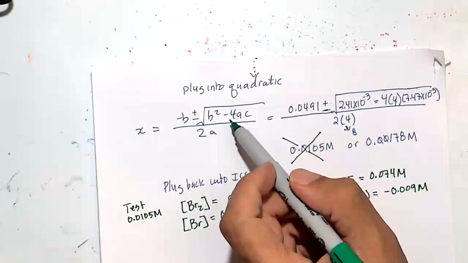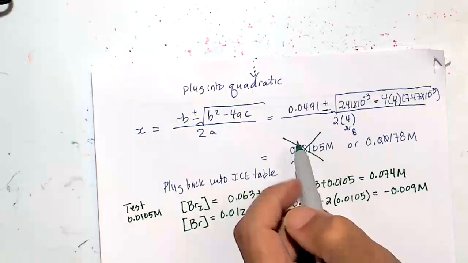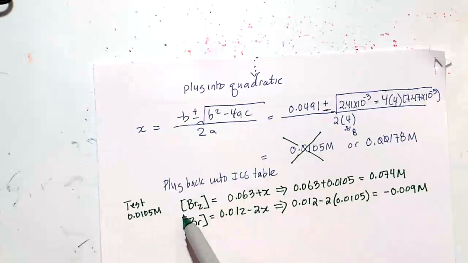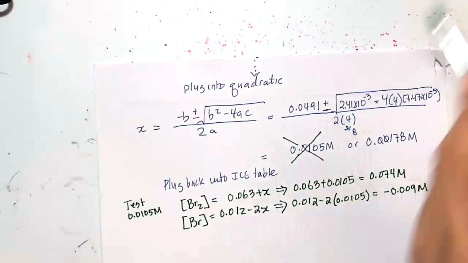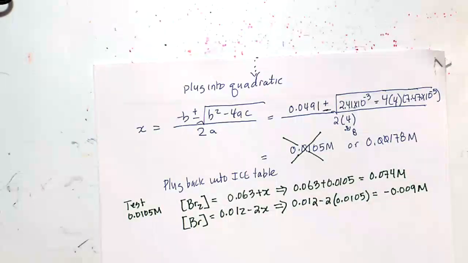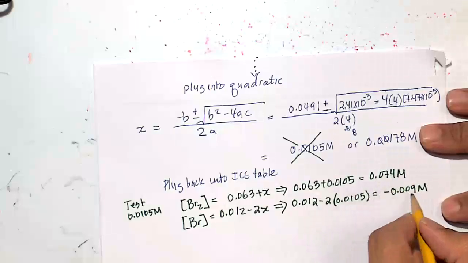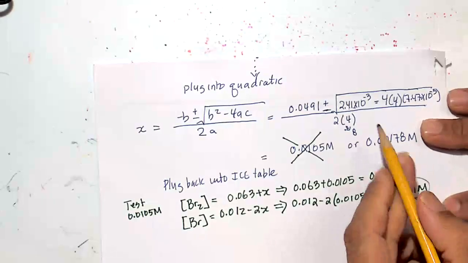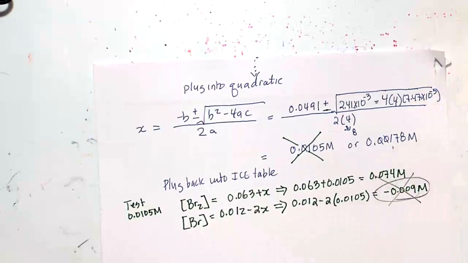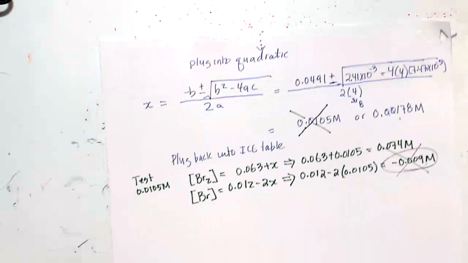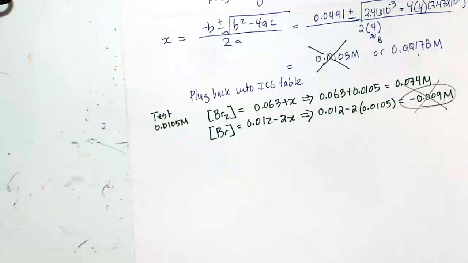So this one we throw out. This is not the right answer. After the quadratic, we get two answers. When we plug this one back into the ice table, we get a negative, and we all know there's no such thing as negative concentrations. So we're going to test 0.00178, and this should be the right answer.